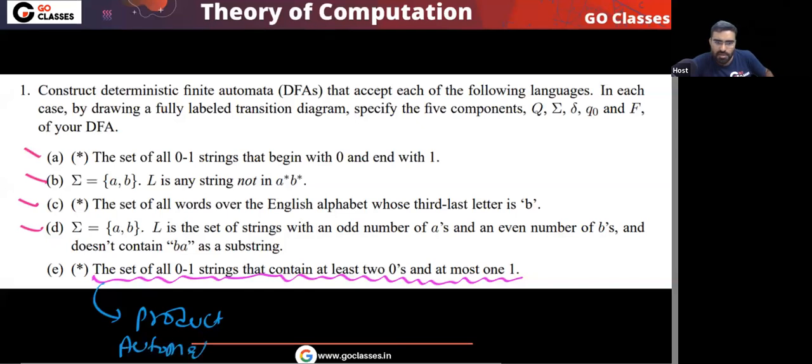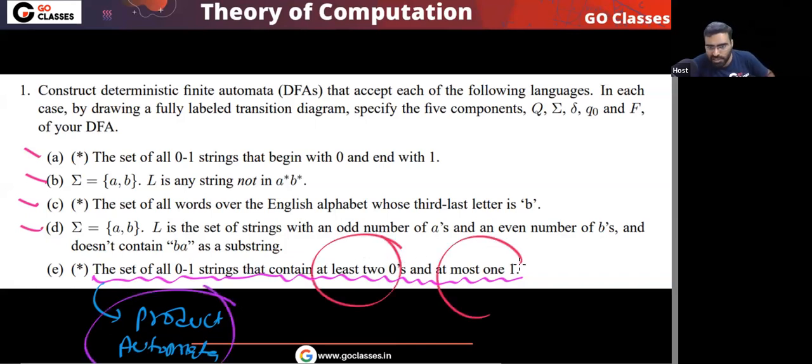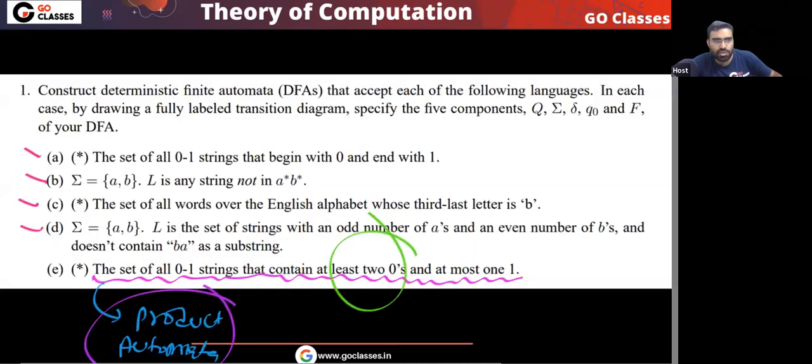Okay, let me do this. Either you can apply product automata. You can create DFA for this, and then you can apply the product construction. What is the method number 1? Method number 1 is you create DFA D1 for this language, at least 2 zeros language.